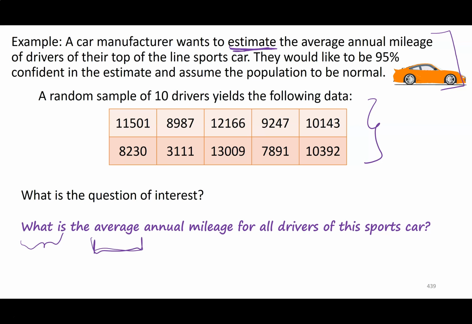Average, so there's my parameter. My average what? Annual mileage, that's my variable. And then here's my population, so for all drivers of this sports car. You want to make sure that you have all of those details. You don't want to just say, what's the average mileage? Because we'll say the average mileage of what? You want to make sure it's complete.